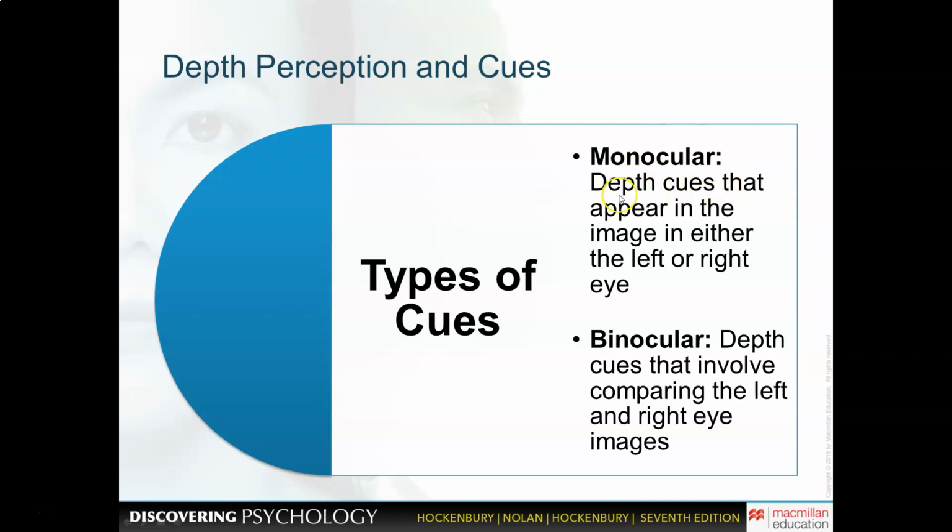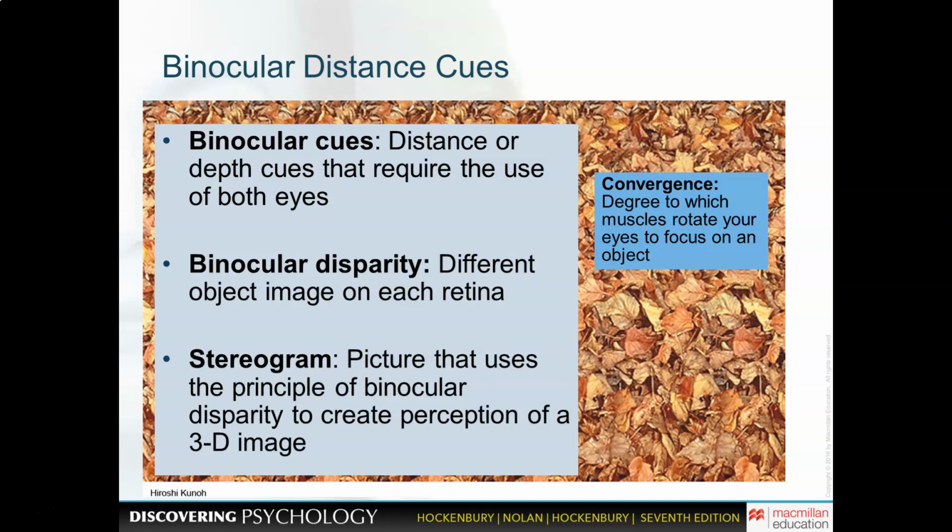Monocular refers to the depth cues that appear in either the right or the left eye, one eye at a time. Binocular means depth cues that involve comparing the left and right eye images. So in each eye, one at a time, remember that's monocular, those images are then combined into our binocular depth cues, and those are combined until we eventually are able to perceive depth. Okay, so we've covered this. I'm not going to read through this here.